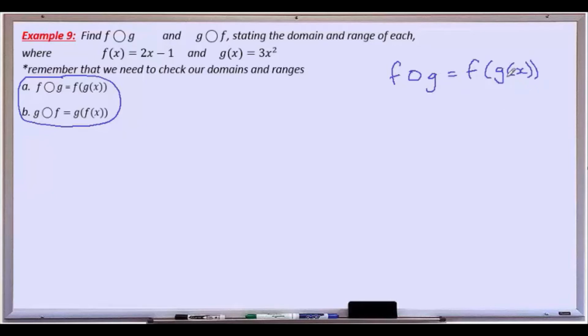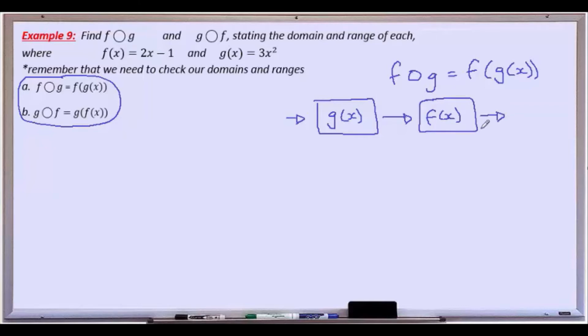That means first of all I have to do what's in the brackets, so I need to work out g of x and then f of x. So if I'm considering this machine style scenario, what happens is I have an input which goes into my g of x machine, and whatever comes out of that has to be able to go into my f of x machine, and then I get an output.